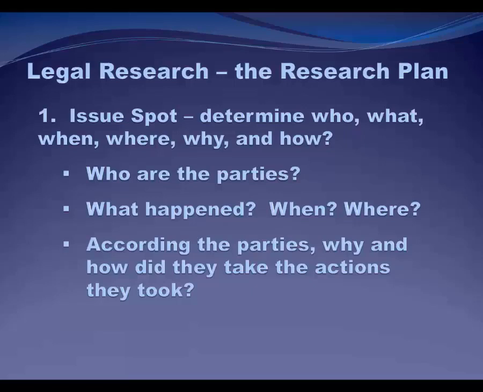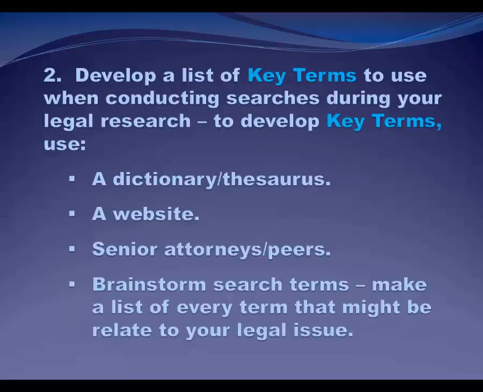So this is how you get started. You do issue spotting. You look at the facts and you figure out who, what, when, where, why, and how. You can ask yourself some of the questions on this slide. This is going to help you to start figuring out what is the issue, what is the problem, and then once you have a handle on that, you move on to the next step. And that next step is you develop a list of key terms, search terms. You develop these terms to use in your search for the answer to your client's legal problem. And it doesn't matter whether you're searching on the internet or you're searching on a paid legal research platform like Lexis, Westlaw, Bloomberg Law, etc.